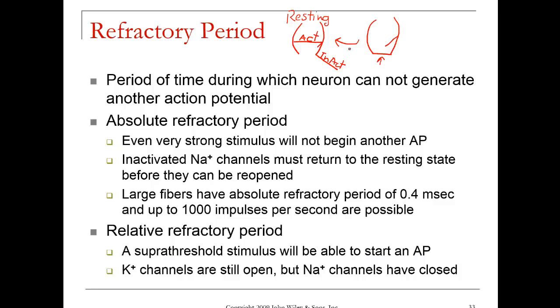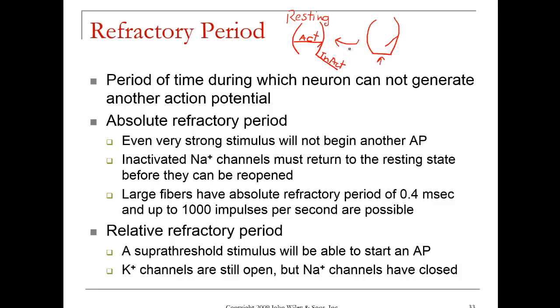There's going to be a little difference between axons. Some axons that have very large diameters have a really short refractory period, so you can get a lot of nervous impulses per second. The smaller axon fibers will have a longer absolute refractory period, and you get fewer impulses per second.